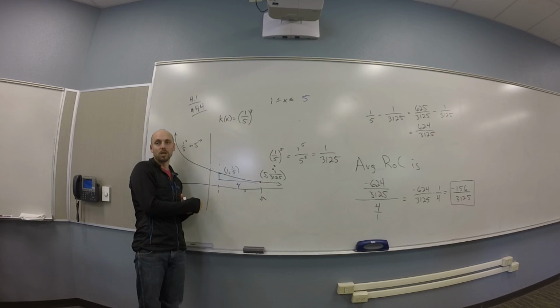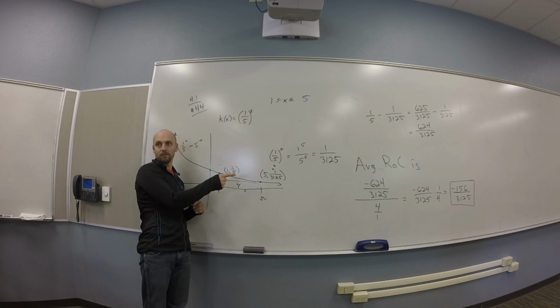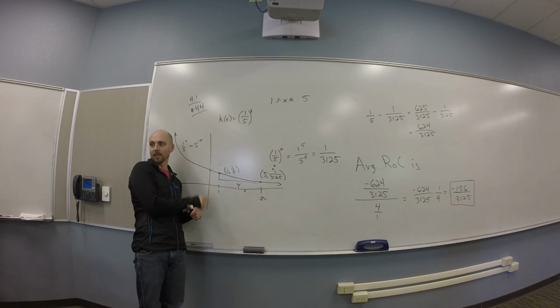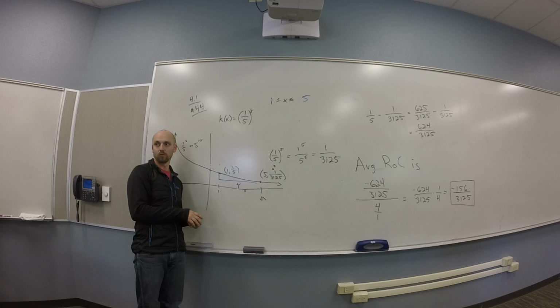Cool? So the interpretation of this is the average rate of change of your y per x. You guys see that? So if my y is pounds of plutonium and my x is years, this is in pounds of plutonium per year. Cool? Questions?